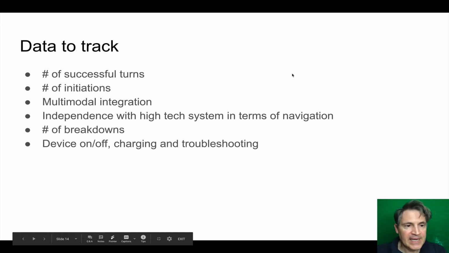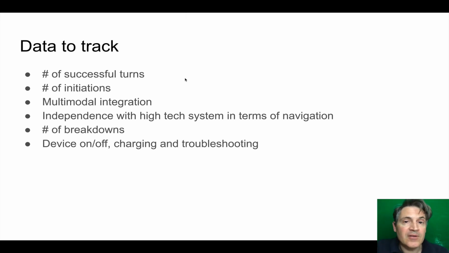What's the kind of data that you need to track here? Well, you could look at how many turns were successful? How many times did this person initiate? Initiations are really key for figuring out, is somebody still partner dependent, or are they partner independent? Were they able to use other modes of communication? Were they independent with their high-tech system in terms of getting to the topic that they needed, moving back and forth to scripts and other words? How many breakdowns were there, and how did they do with the operational skills of this system?